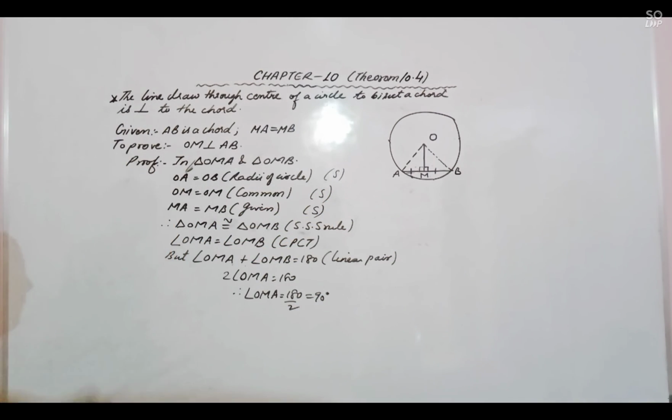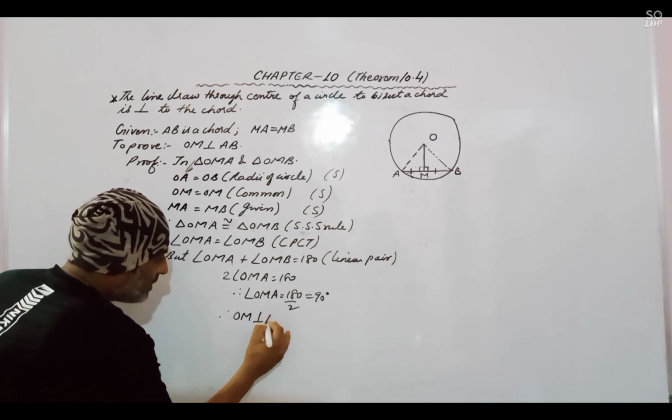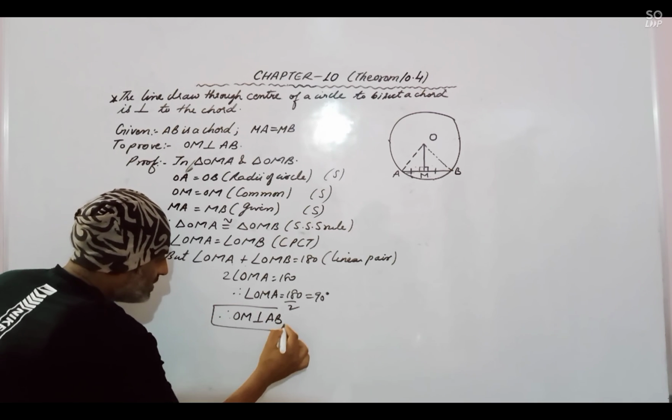So in the last line you write here OM is perpendicular to AB. So with this we end the theorem.